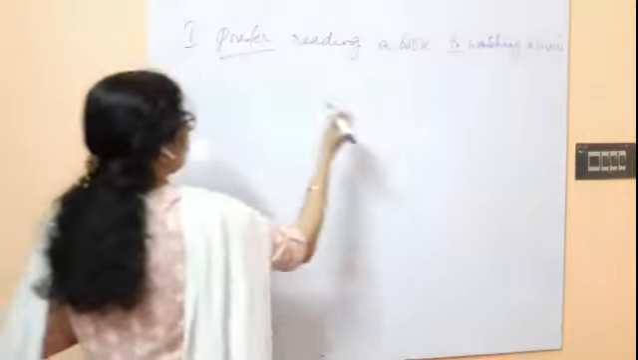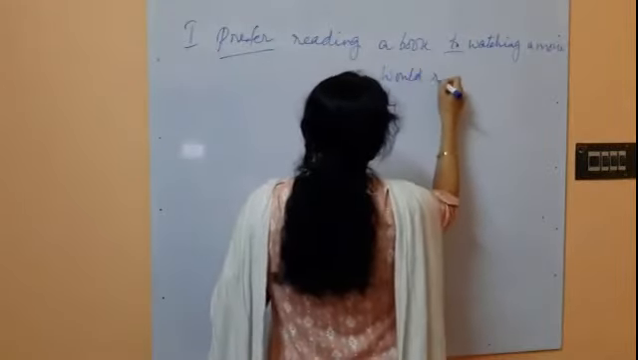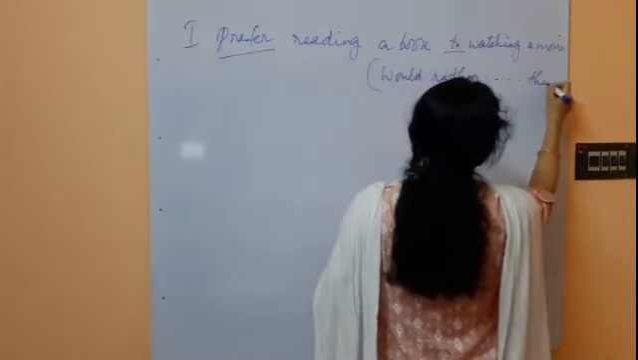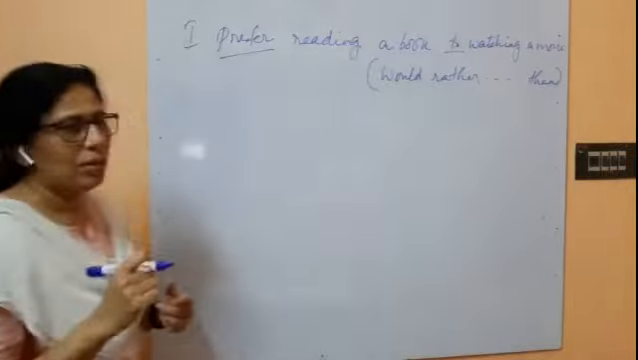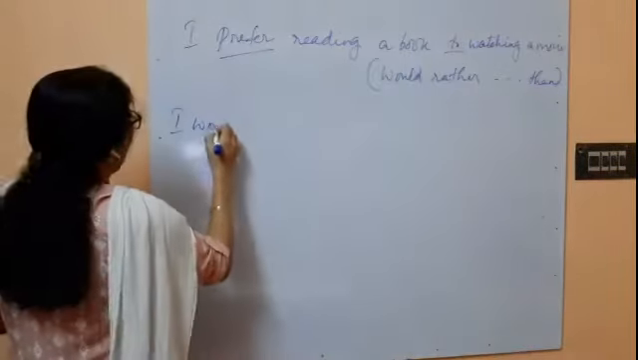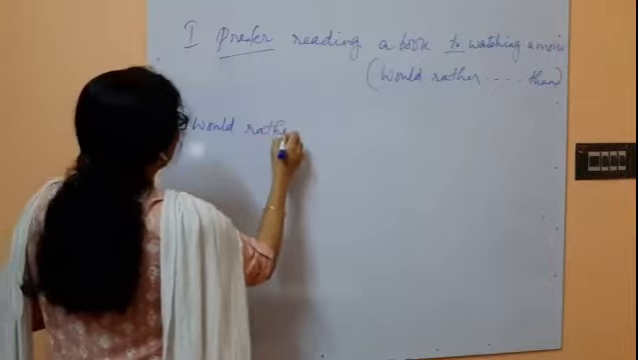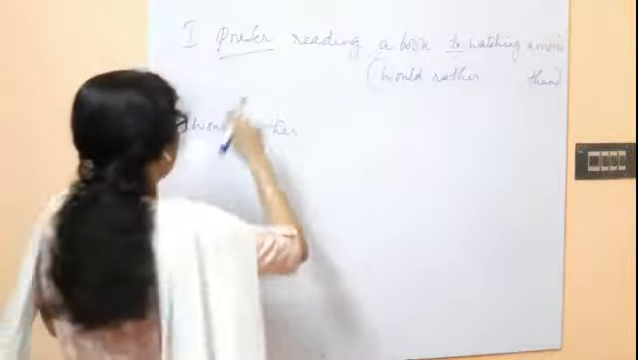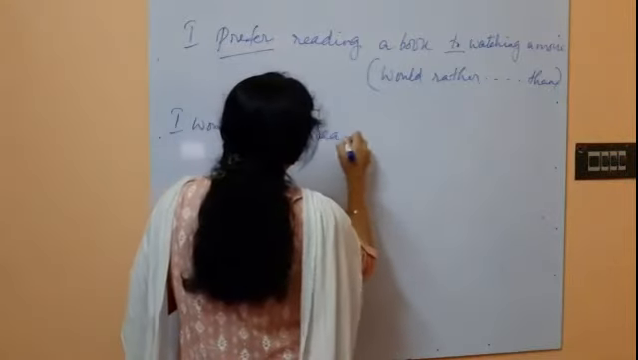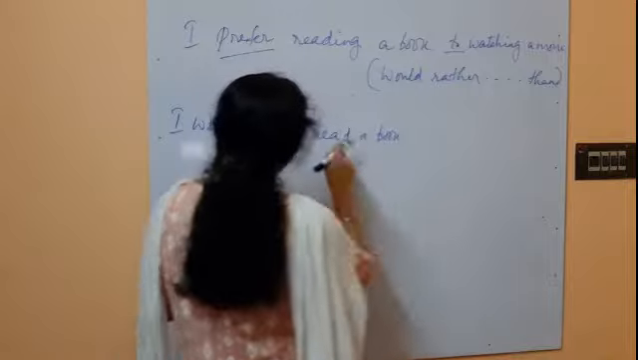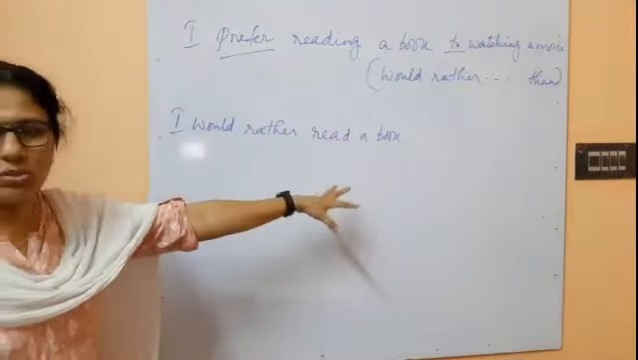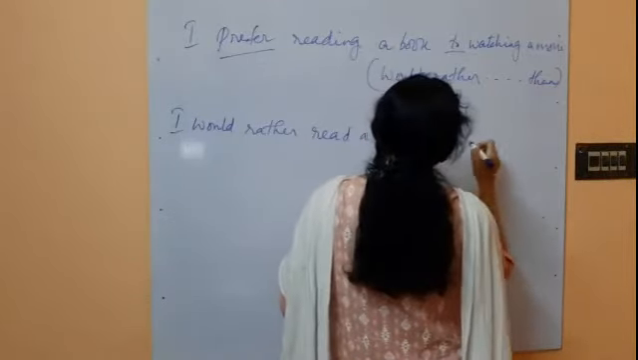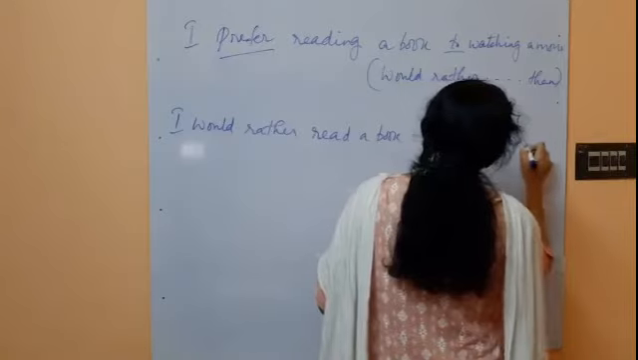If you are asked to replace that with would rather, sometimes only would rather will be given, and the other part is than, which you should know. How will you do it? I prefer is usually followed by gerund form: I prefer reading a book. This is gerund form. I would rather read a book. Please don't use the gerund form. I would rather reading a book is a wrong construction. I would rather read a book than, not to, than watch a movie.